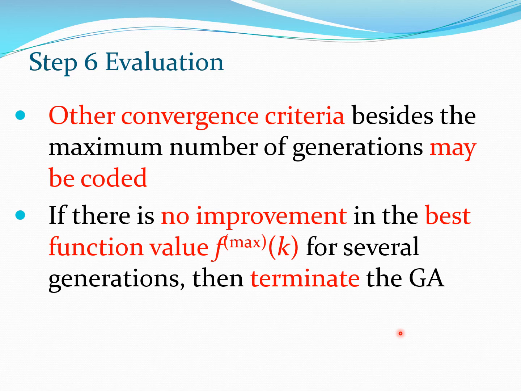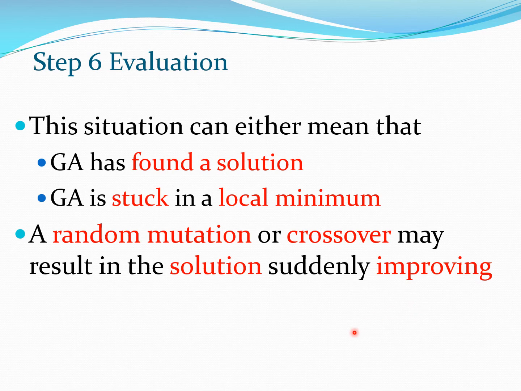Now besides the maximum number of generations, you could use some different convergence criteria also. For example, people use the fact that if your function value is stuck, there is no change taking place in your function value f max k for several generations, then you could terminate the GA. Now this situation, if it happens, typically means that two things are possible. One is that GA has found a solution, and second is that GA is stuck in a local minimum. So both these things are likely to happen.